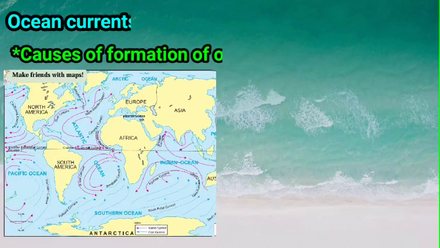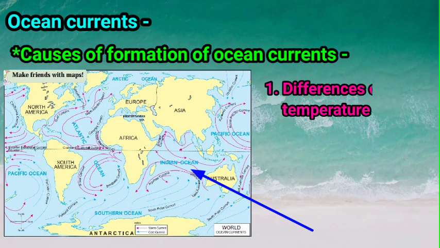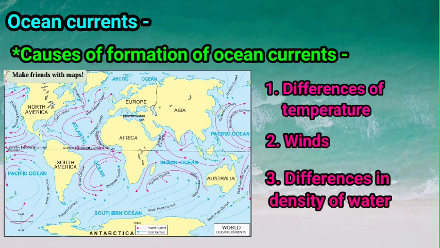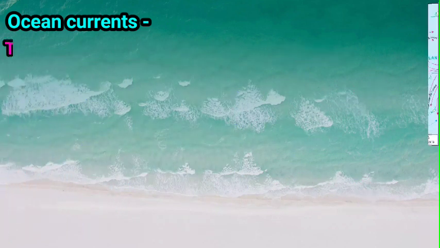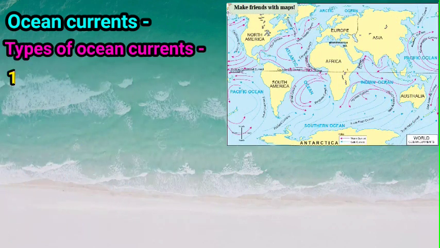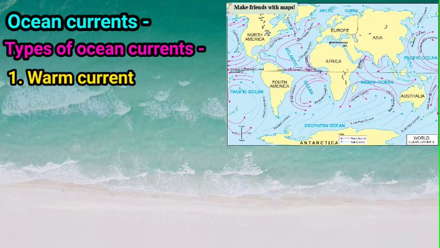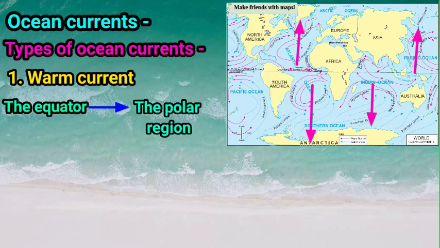Students, due to temperature difference, both upward and horizontal currents develop in the ocean. Besides temperature difference, other factors like winds and differences in the density of water also give rise to horizontal currents. These ocean currents flow from the equator to the polar region and from the polar region to the equator. Therefore, there are two types of oceanic currents. Number 1, warm currents. These ocean currents flow from the equator to the polar region.